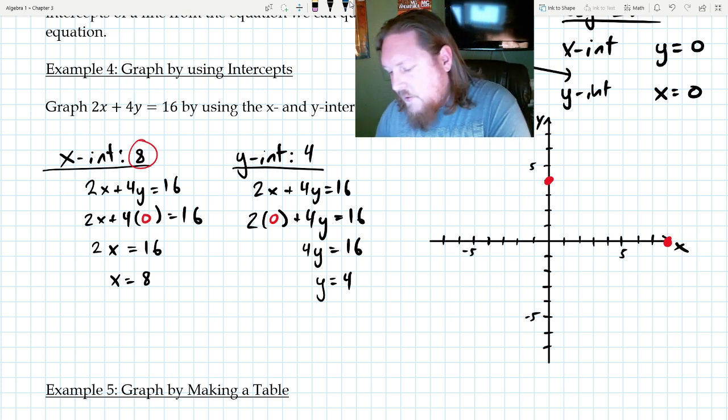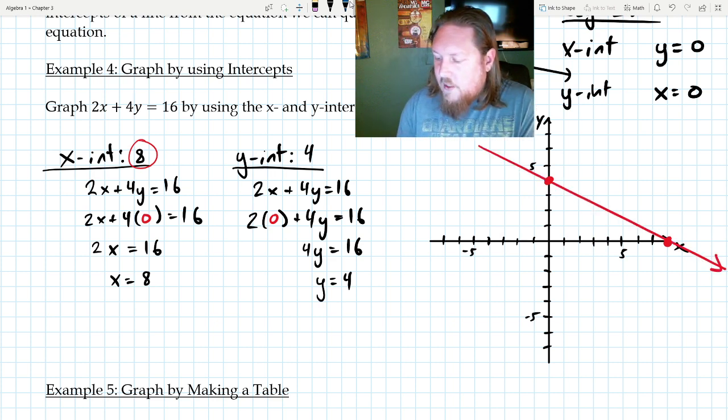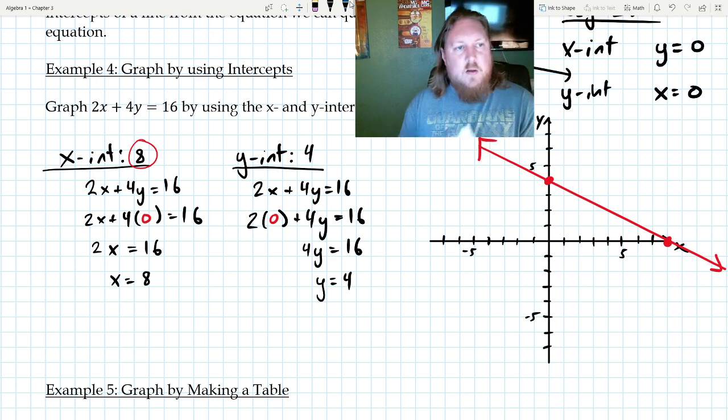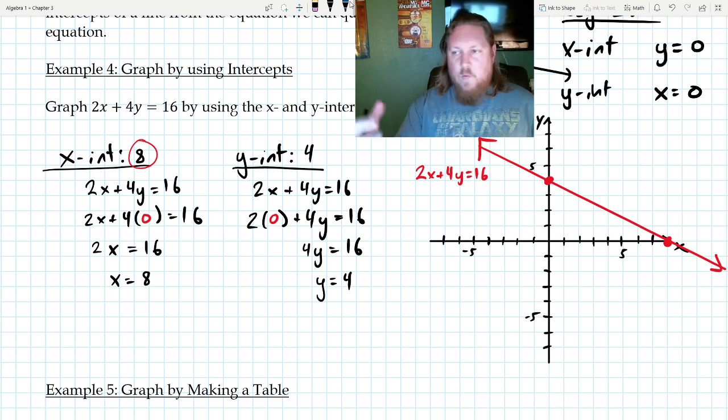I use a straight edge to connect the dots, draw it a little bit beyond them, and there I have my equation. And if you want to be really nice and neat, 2x plus 4y equals 16. You can write the equation out by one of the ends of the line that you drew. Make sure you have arrows on them because it does go forever, but that's the neatest way to draw out a graph there. And that's all we need.